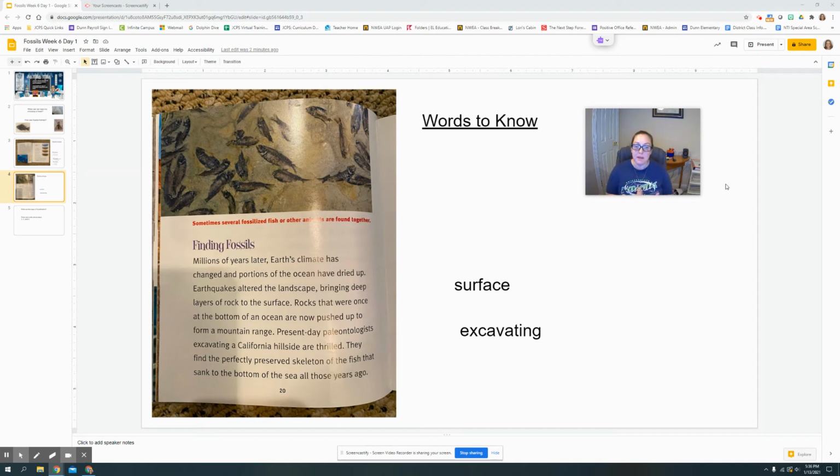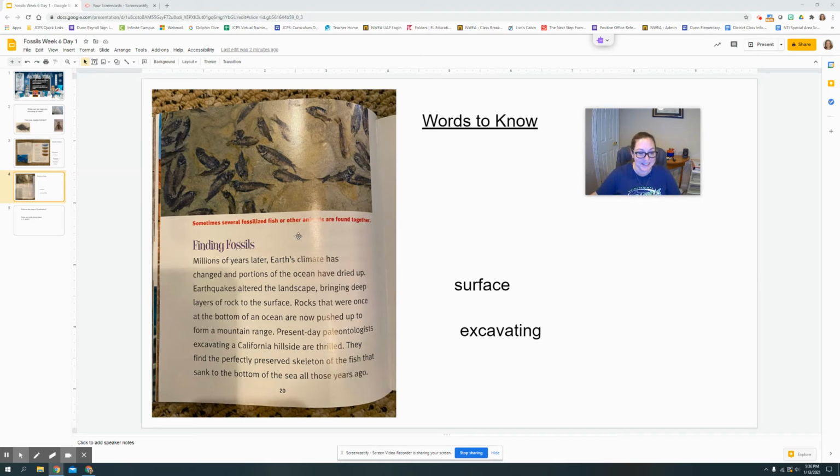So now we're going to read page 20, and we're going to talk about that 5th step when the fossil is discovered. And if you look carefully at this picture here, it says sometimes several fossilized fish or other animals are found together.